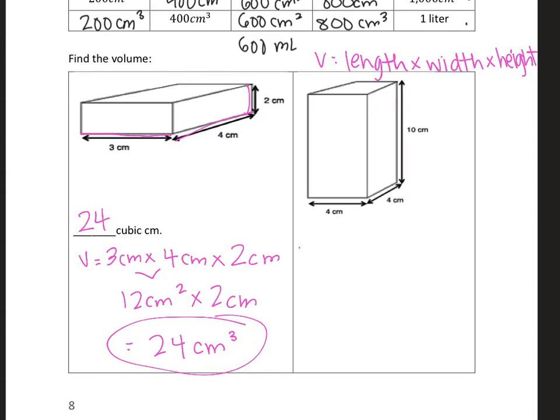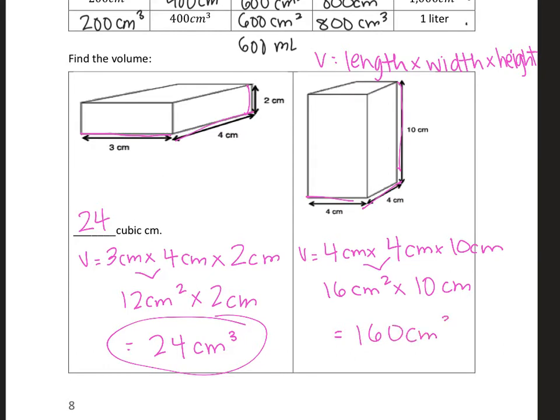Then here, again, I'm going to start with the length, 4 centimeters, times 4 centimeters the width, times 10 centimeters the height. 4 centimeters times 4 centimeters is going to give me 16 square centimeters times 10 centimeters. And that's going to be equal to 160 cubic centimeters.